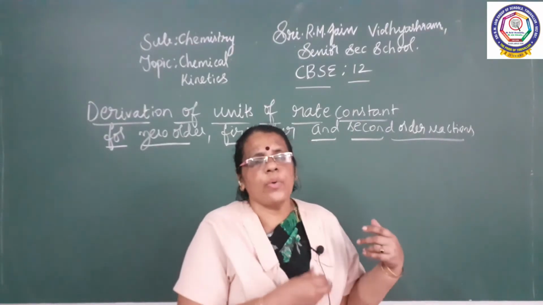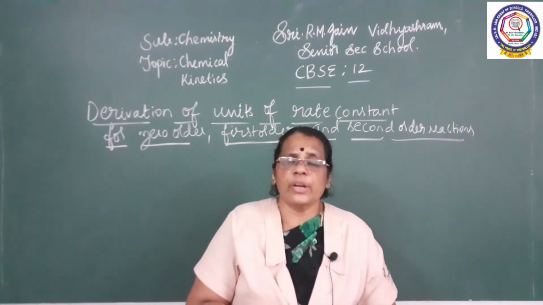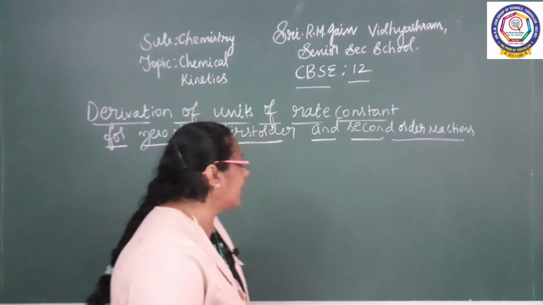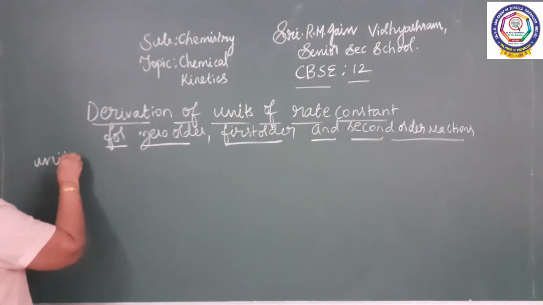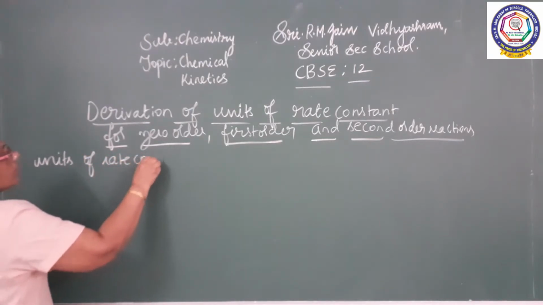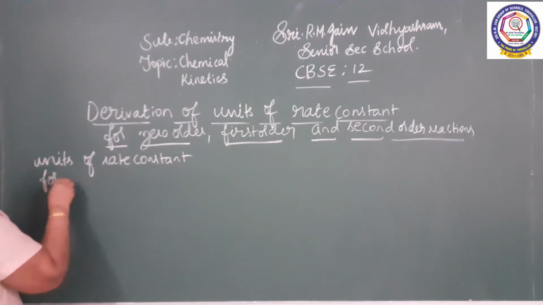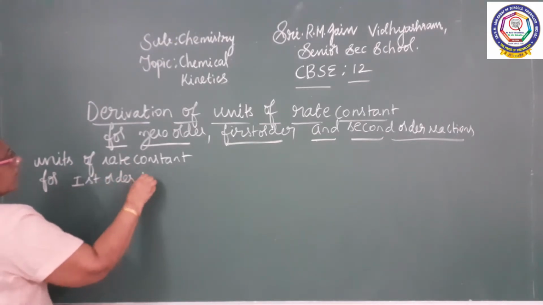Okay children, now we are going to derive the units of rate constant for first order and second order reaction. First, the units of rate constant for first order reaction.